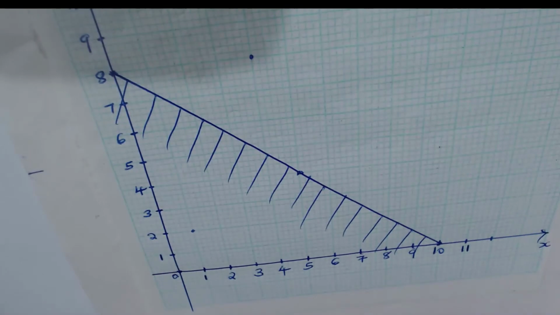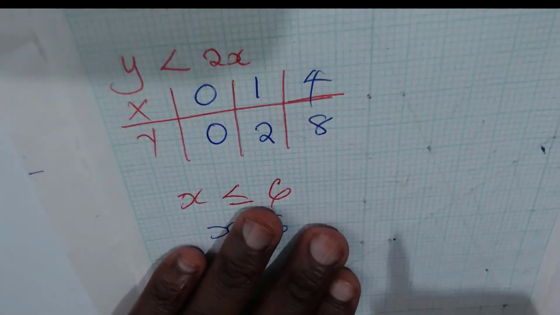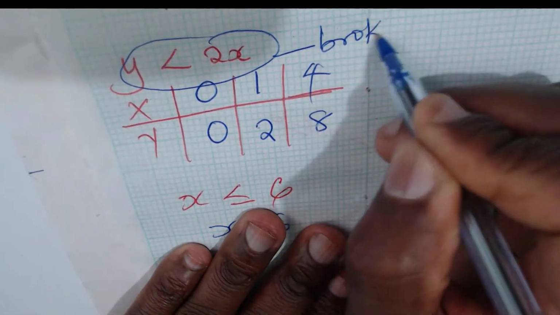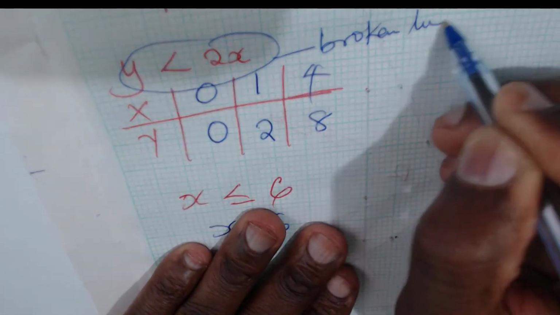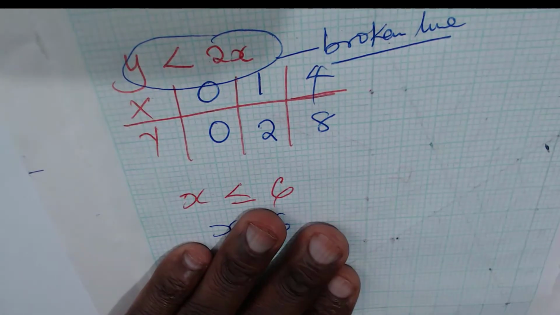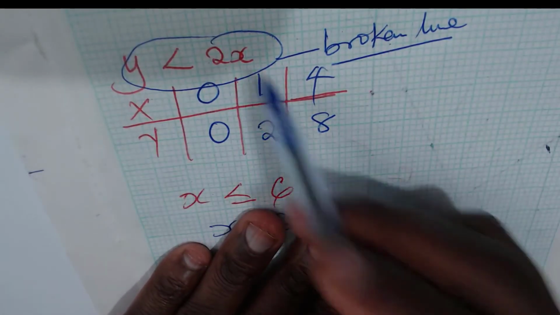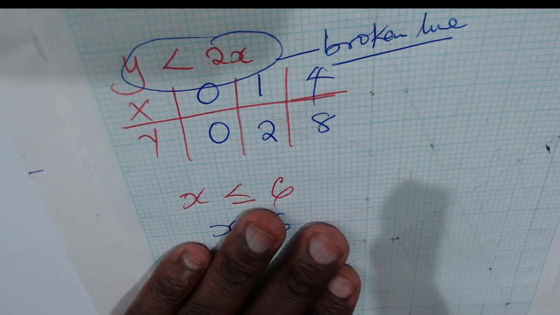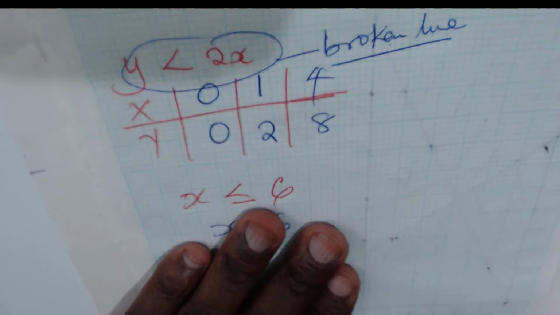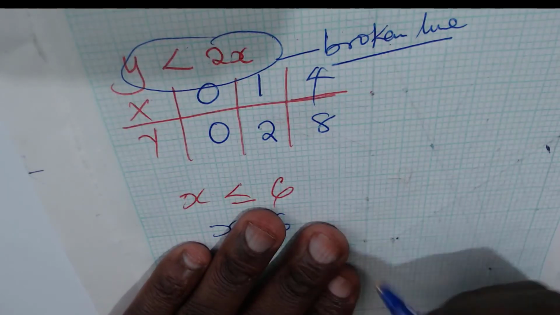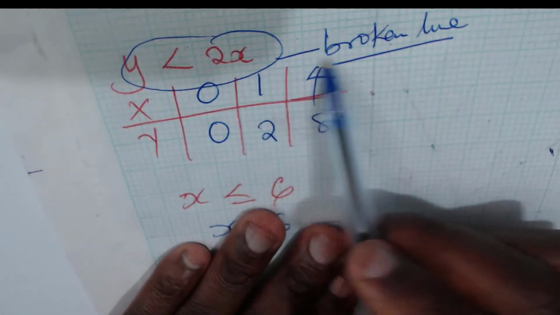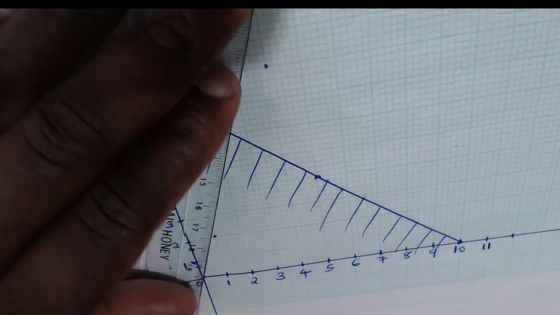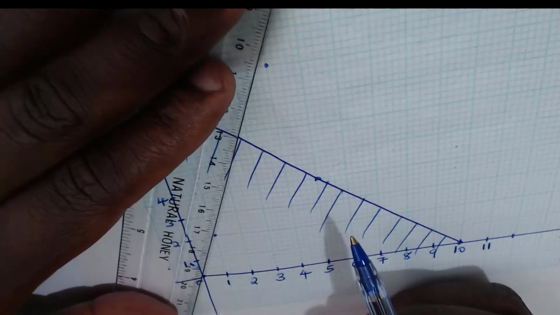So that line, because as you can see this is less than, will be indicated by a broken line. We are going to use a broken line since it is just less than. Points that lie on that line will not satisfy the inequality. So for this one, we are going to use the broken line. So let's draw the line.